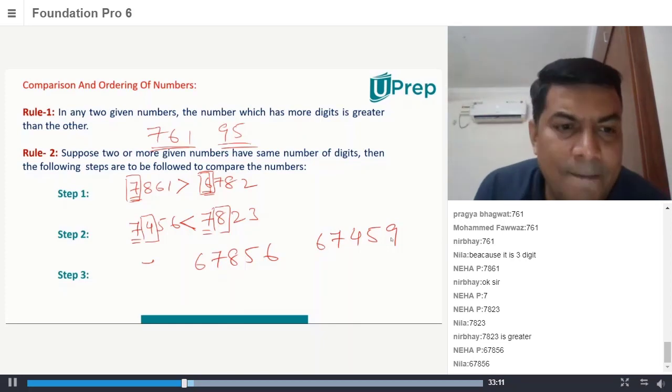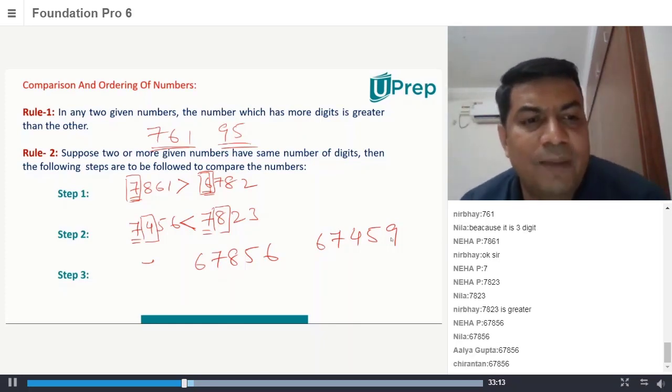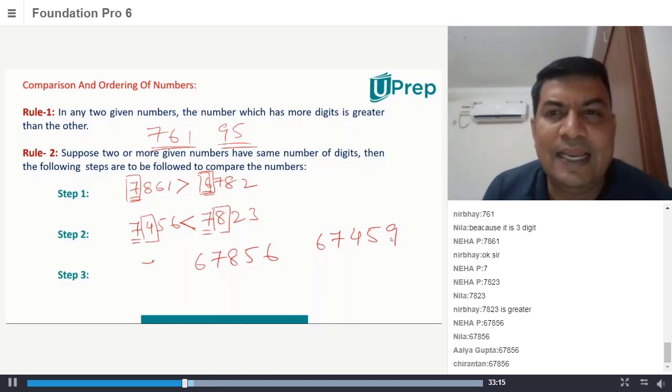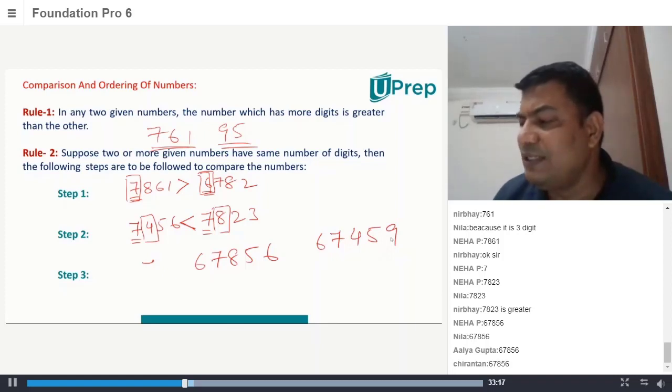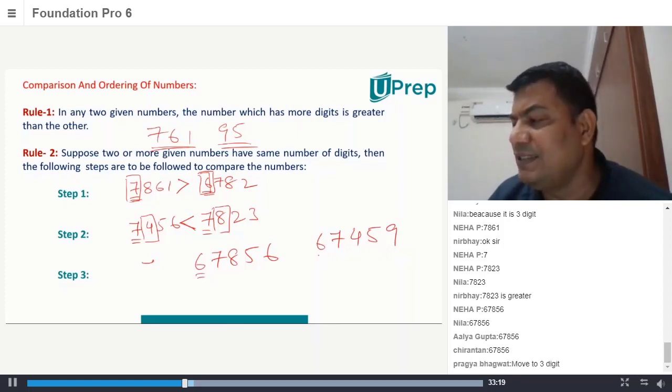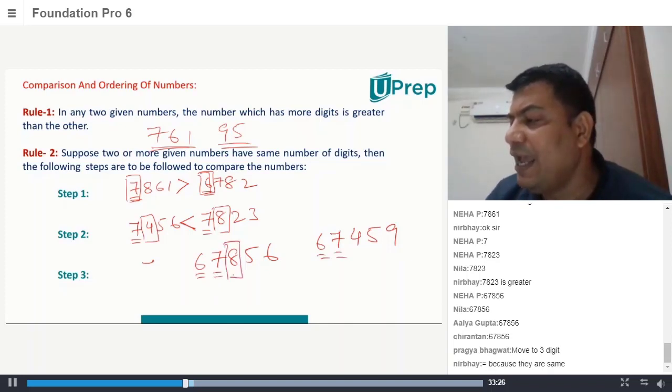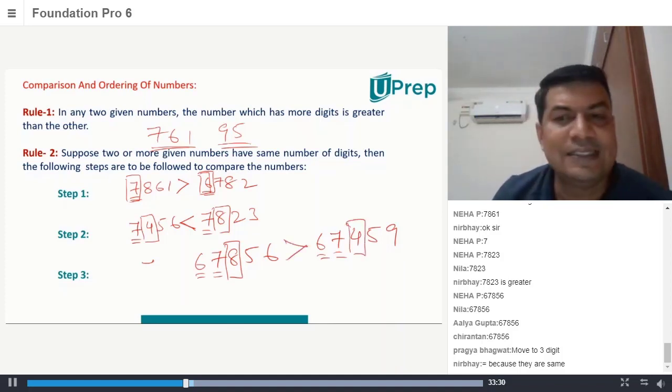Which one is greater? Very good, Neela. All of you are able to get it. Brilliant. I like it. So here you can see this 6 and this 6 is same. Then we'll check 7. Even this is same. Then we'll go to the third position. You can see this is 8 and this is 4. Of course, 8 is greater. Therefore, that is greater.